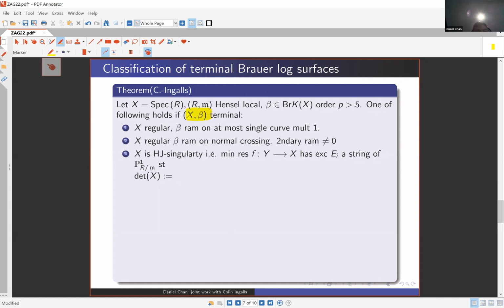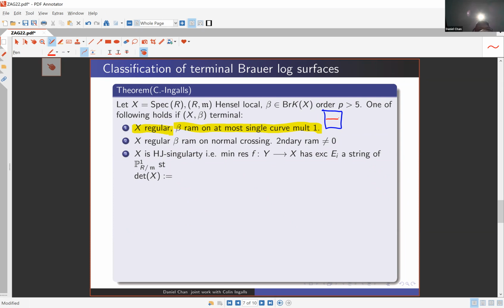Then what does it mean for (X, β) to be terminal? Can we sort of pin that down? And the answer is yes. In this case, we can really pin down what it means. So it has to be exactly in one of these three categories. The first case is where X is regular and β is ramified on at most one curve. It can be either not ramified at all, or it can be ramified on one curve with multiplicity 1. So maybe the picture that I should draw here is like this, and there's a single curve with that. And that's because it's easy to see that's terminal, because in this case, the log surface is going to be terminal. So that means that (X, β) is also terminal.